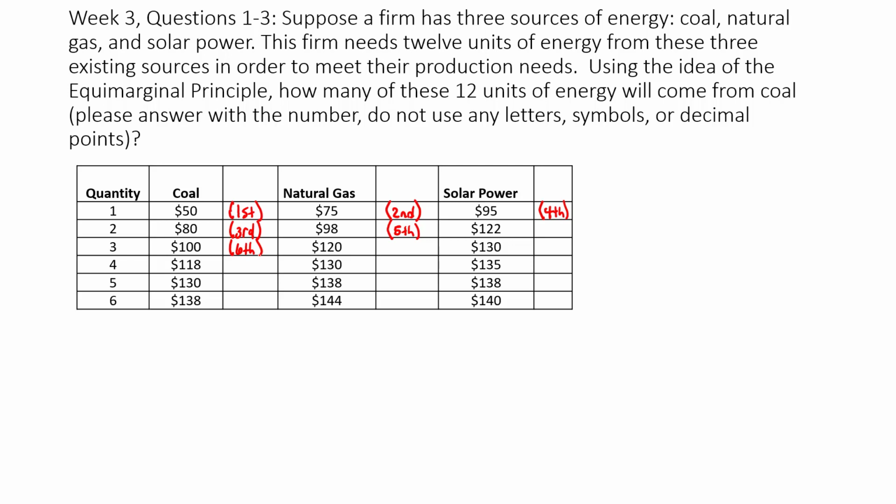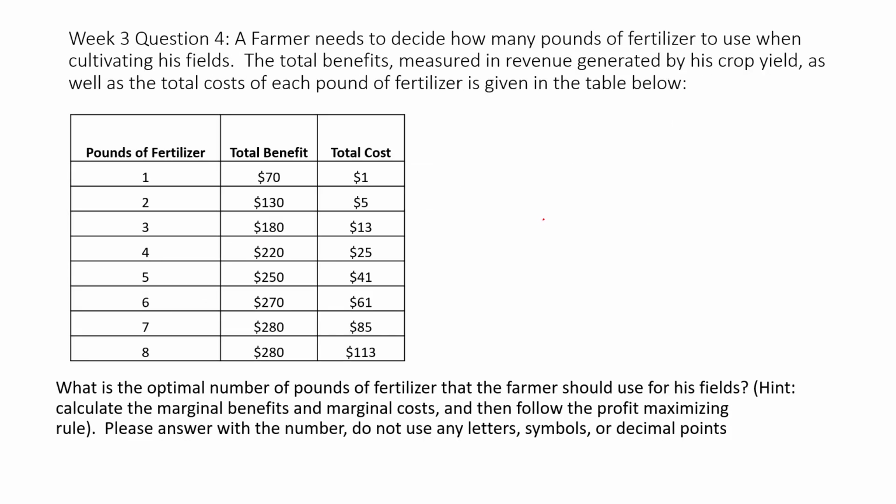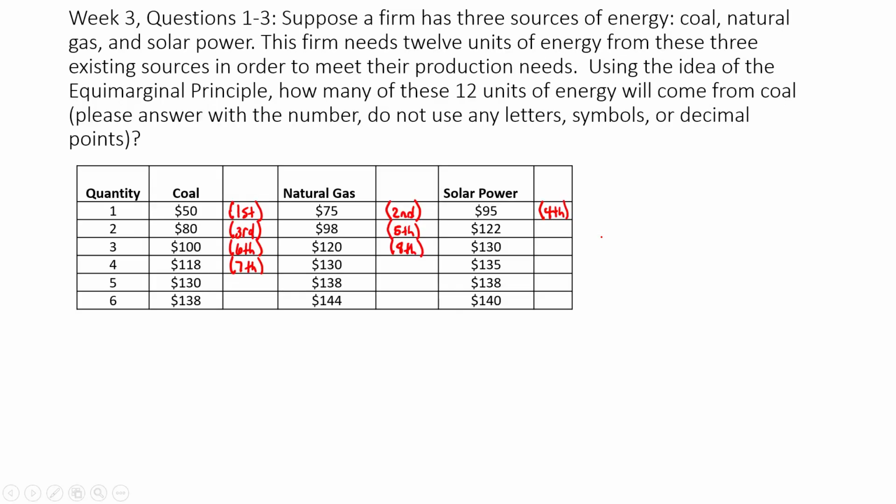Right, again, you're going to go coal. So again, that's where your seventh is going to come from. Now your eighth is either coal for 130, natural gas for 120, or solar power for 122. You're going to go natural gas on that one, right? And then it's either 130 for coal, 130 for natural gas, or 122 if you use that second unit of solar power. So you're going to go solar here. So you're going to go ninth for that one, right? Okay.